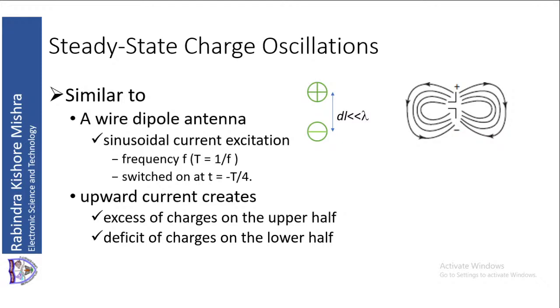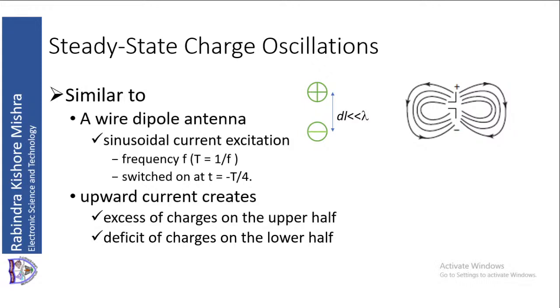The wire dipole antenna is excited with a sinusoidal current because oscillation is occurring. Oscillation is a periodic phenomenon. A periodic phenomenon can be described by a sinusoidal function. Therefore, there is a sinusoidal current excitation of the wire charges. The frequency of the sine wave is f. Now, if f is the frequency, then the time period T is equal to 1 upon f.